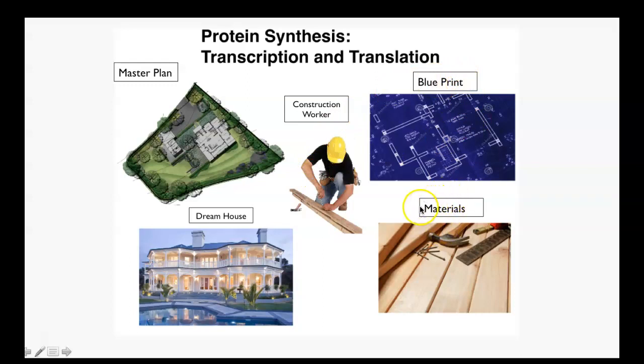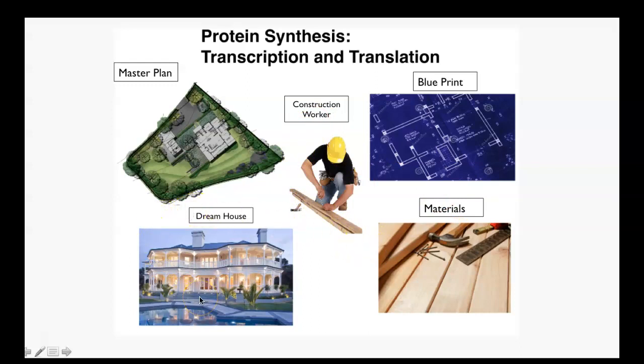Next, we need materials. Okay, so the materials are going to be needed in the process for building this house. Construction workers are going to need to know the materials in order to build whatever they're building. Okay, and essentially when the construction worker begins to put together all the materials, what he's going to then get is a finished product, which is my dream house.